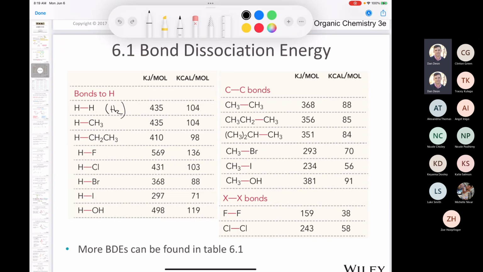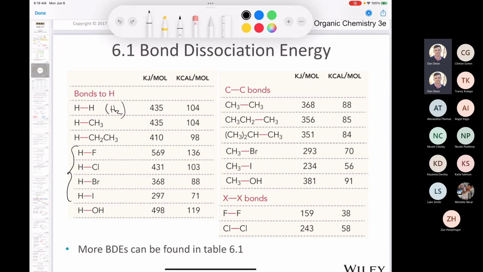What if you had the carbon-hydrogen bond in methane? Well, then it takes 435 as well. What if you had the carbon-hydrogen bond in ethane? Then it takes a little less energy. Here we have all the halo acids. We have HF, HCl, HBr, and HI. And you can see that as you go down the group, it costs less energy to break those bonds.